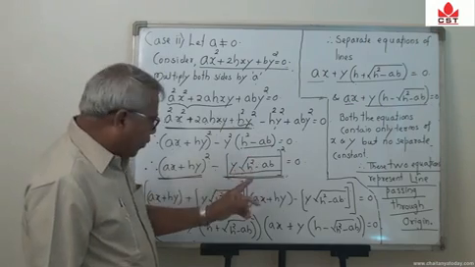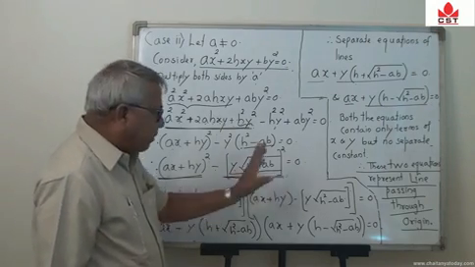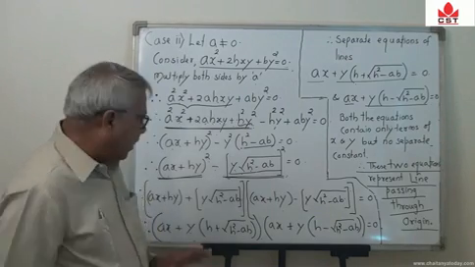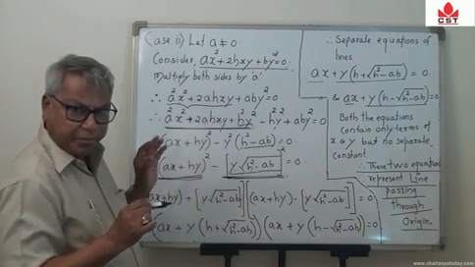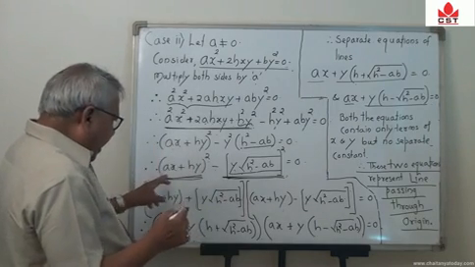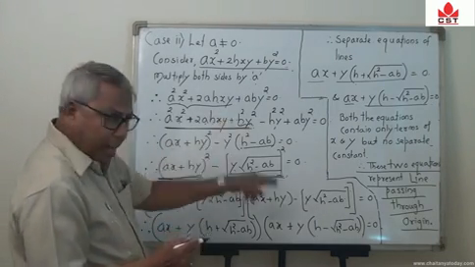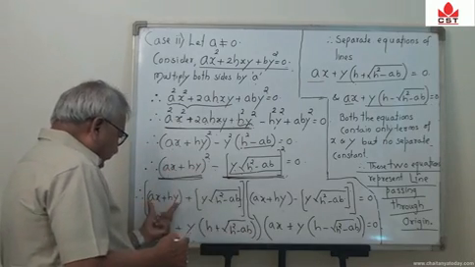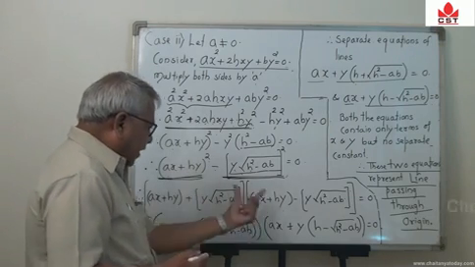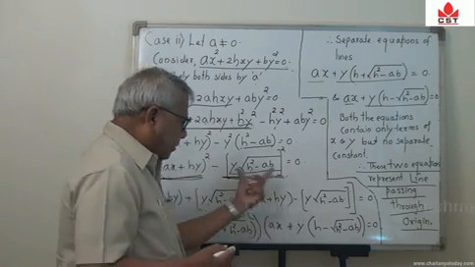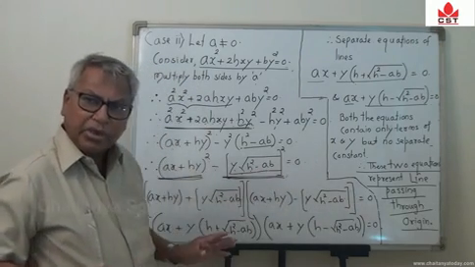This is not the square root. Root of h square minus ab bracket square is equal to 0. Now this is a square minus b square. So therefore, a plus b, a minus b. So this is your a plus, that is your b, into the other bracket. This is a minus b is equal to 0.